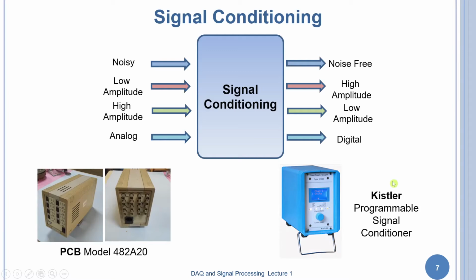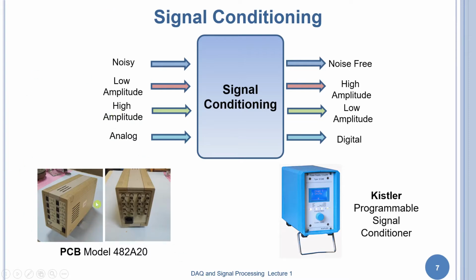So next would be signal conditioning. As mentioned earlier, sometimes the sensor can give you a noisy signal. You might want to remove the noise. Sometimes the sensor can give you a very low amplitude signal, and you want to increase the amplitude. The vice versa may also be true. Sometimes you have a very high amplitude and you want to bring it down. Sometimes signal conditioning can even convert the analog signals into a digital one.